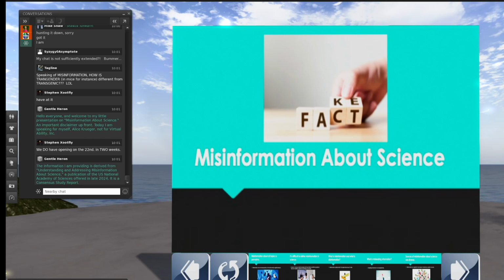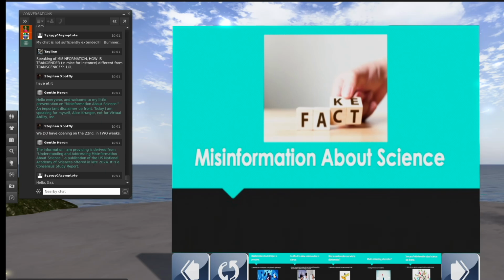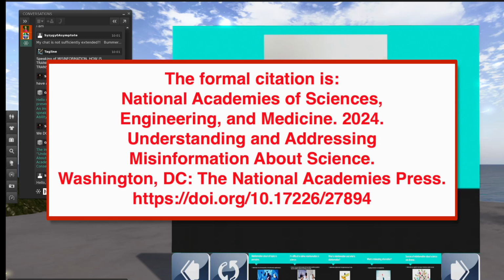The information I'm providing today is derived from a document called Understanding and Addressing Misinformation About Science. It is a publication of the U.S. National Academy of Sciences. It was put out in, I believe, November of 2024, and it is a consensus study report. The formal citation is there. And you notice there's a link there.